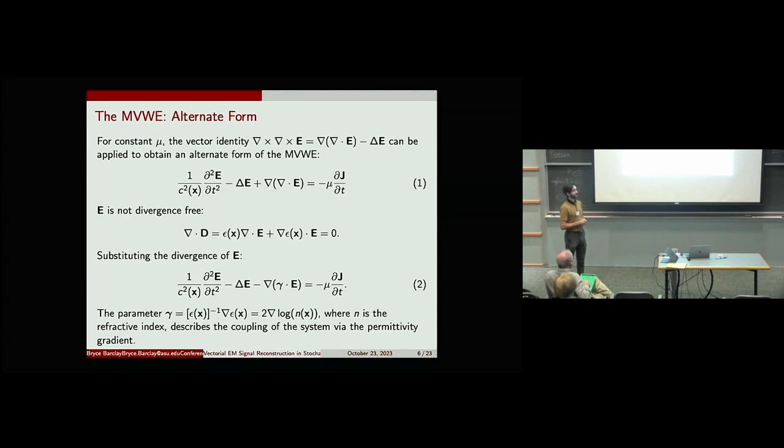Another way we could rewrite it, or use some additional information, is using Gauss's law. In this case, we don't get the wave equation because the electric field is not divergence free. Instead, Gauss's law would say that the divergence of D is zero if we have no charge density. Then, from this, we could solve for the divergence of the electric field, which we can substitute into the third term of equation one. And that gives us an alternate form, equation two, where now this third term, which is not zero, and which differentiates this equation from the wave equation, is the gradient of gamma dot E, where gamma is this parameter, the gradient of the permittivity divided by the permittivity. This is also the gradient of the log of the refractive index. So that's this important parameter that tells you how the electric field components couple.